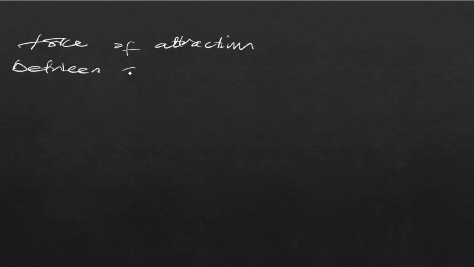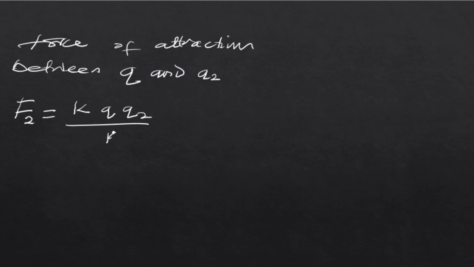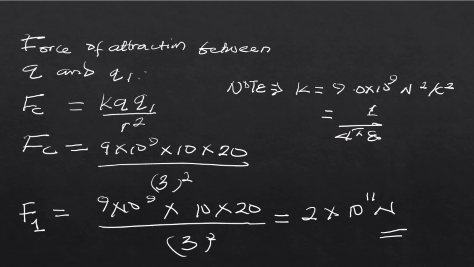Now we take the F2. We take F2, the force of attraction between Q and Q2. So here we have F2 equal to K Q Q2 divided by R squared. Since we are dealing with Q2, I might decide to call this one my R2, while the first one that we actually worked with would be R1. So we still move back.